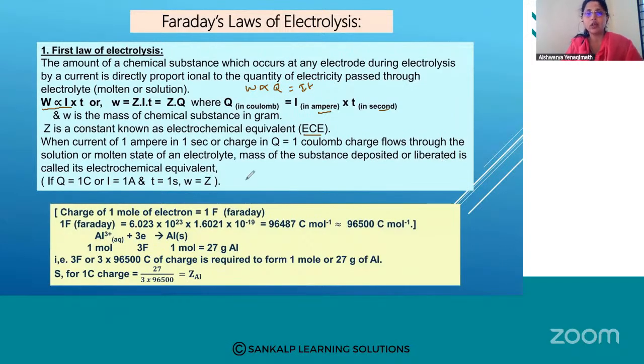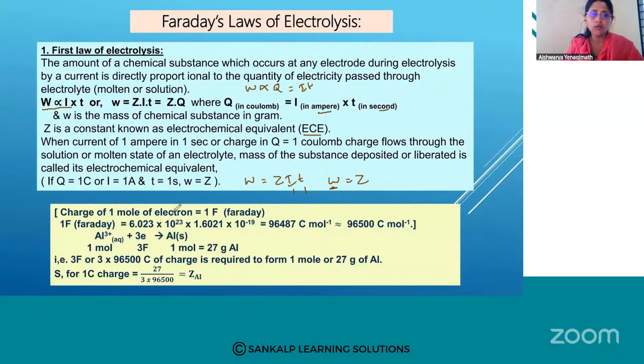See, this is my formula, W equals Z into I into T. If I pass 1 ampere of current for 1 second, I and T will both be 1. So that is 1 coulomb of charge. Z into 1 into 1 is Z. Therefore, W is equal to Z. So the electrochemical equivalent is equal to the mass of the substance deposited when you pass 1 ampere of current for 1 second.